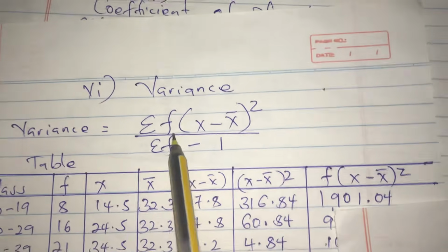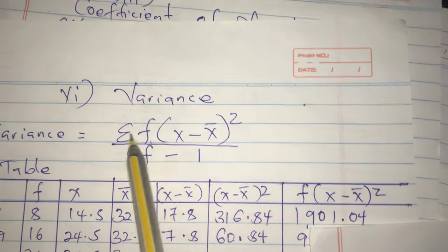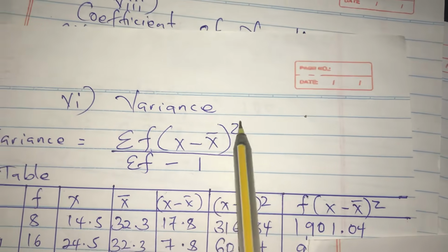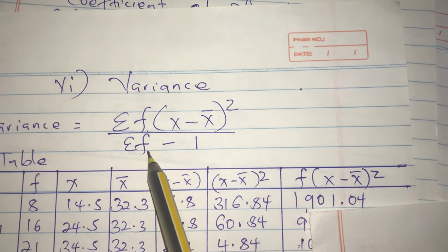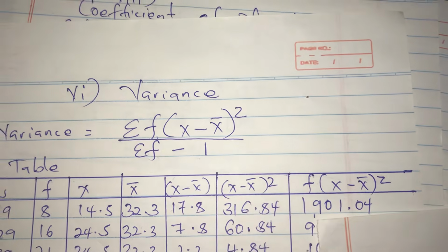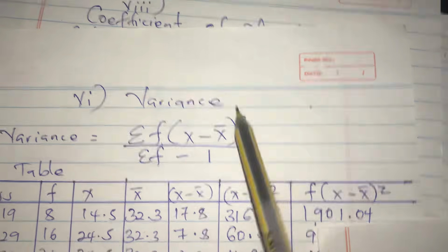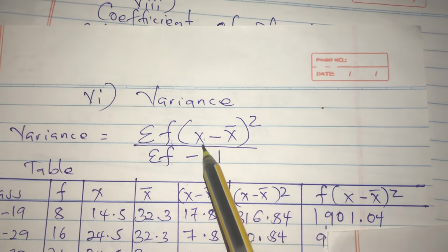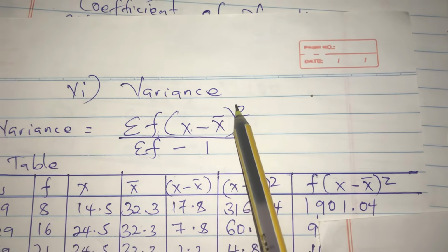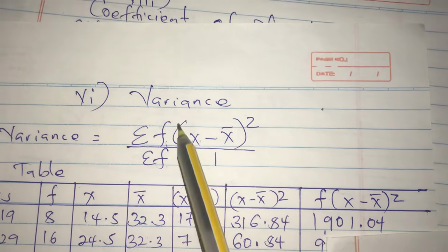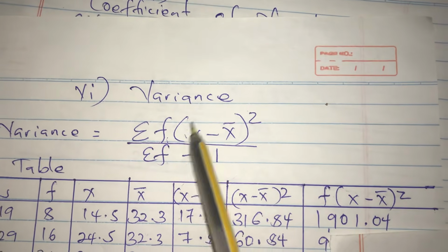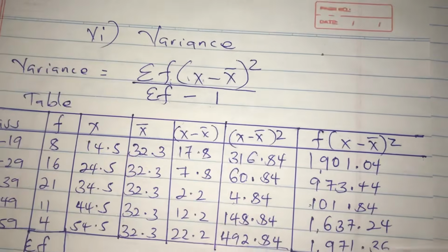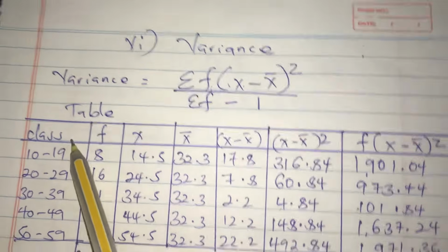The formula for calculating variance is summation f into brackets x minus x bar squared out of summation f minus 1. That is the formula. So according to this formula, we need f, we need x, we need x bar, we need x minus x bar, then x minus x bar squared, and then f times x minus x bar squared. So we draw the table.